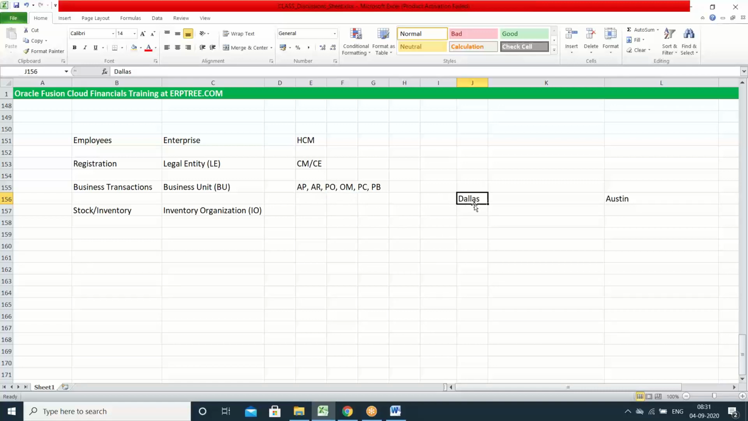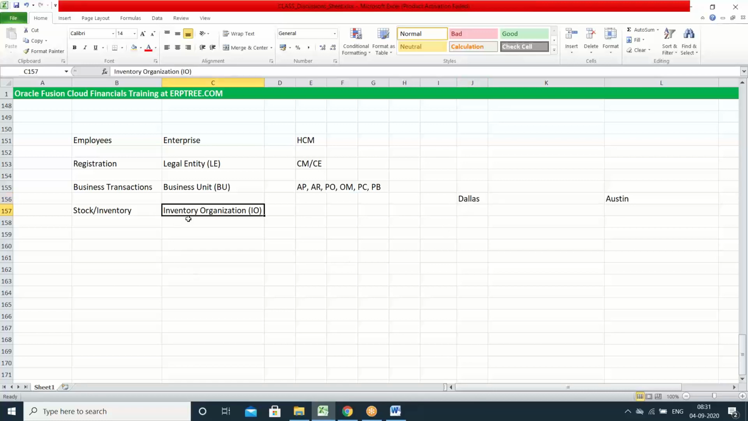To identify this Dallas branch in the system, we'll use the concept called business unit. That means in all these applications, when we are recording the transactions, we record them by selecting the business unit. The business unit is nothing but where you are operating the business, the branch or outlet or something else, whatever you call it as per your business.